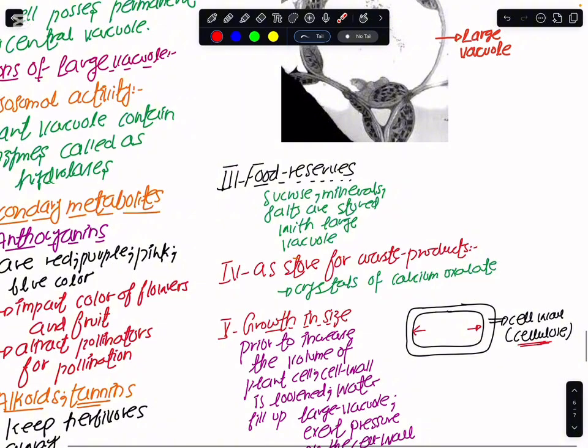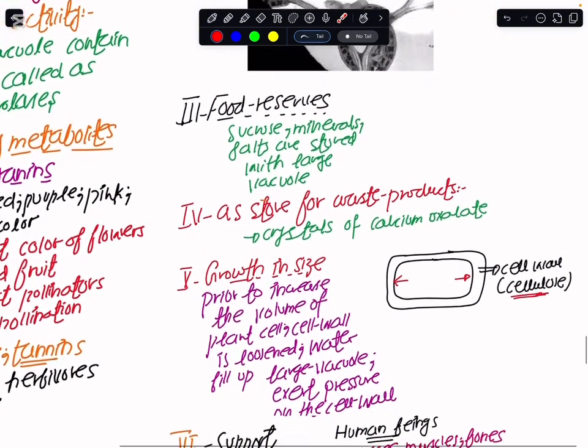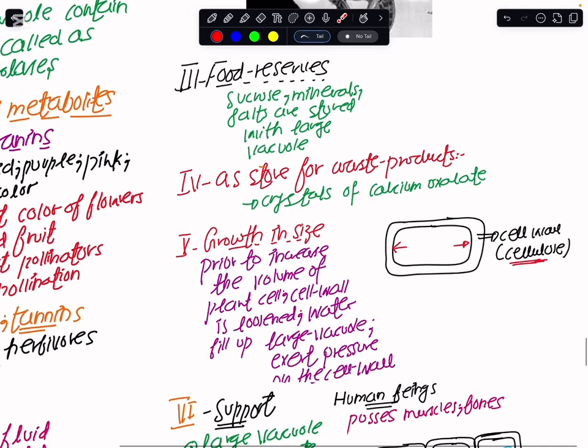Other than that, the large vacuole in the plant cell acts as a food reserve. By food reserve, what we mean is that the plant has to store sucrose and the minerals or salts, so they would be stored within this large vacuole. And unlike us, plants don't have kidneys, and there is a situation where they have to store or deposit their waste materials. So again, this large vacuole plays a role in it. For plants, calcium oxalate is one of their waste materials that is deposited here in the large vacuole.